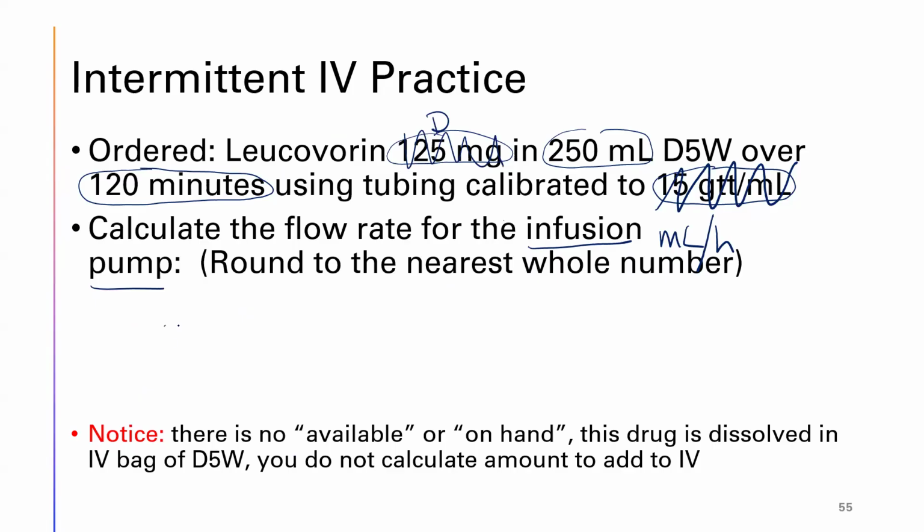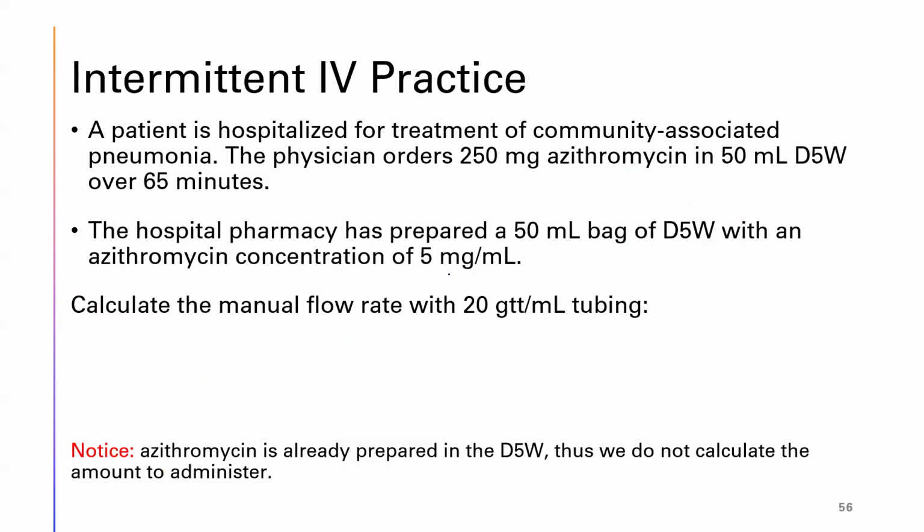So now all you have is 250 milliliters over the 120 minutes times 60 minutes over 1 hour. Or you could have done it over 250 milliliters over 2 hours because 120 minutes is 2 hours. Either way, 250 divided by 2 should be 125 milliliters per hour. Okay. Next question. Sorry, I'm a little squeaky lately.